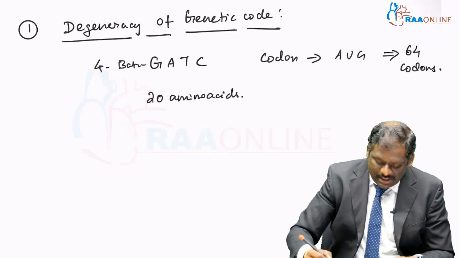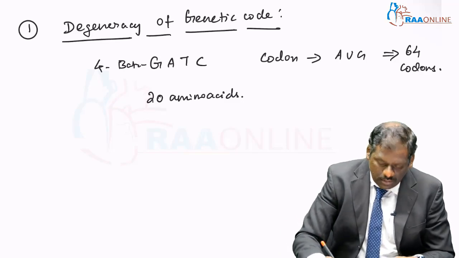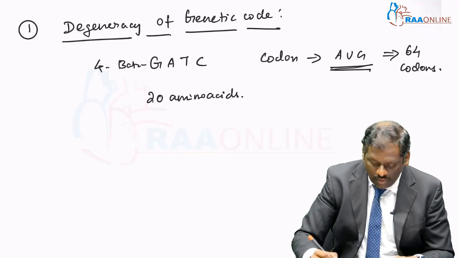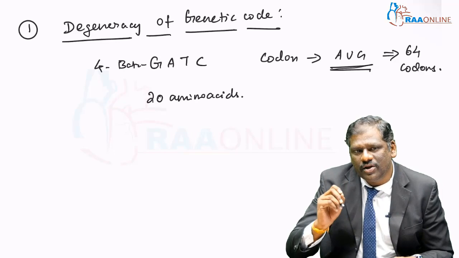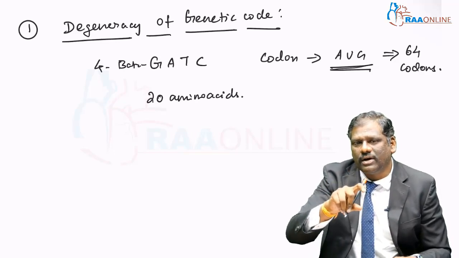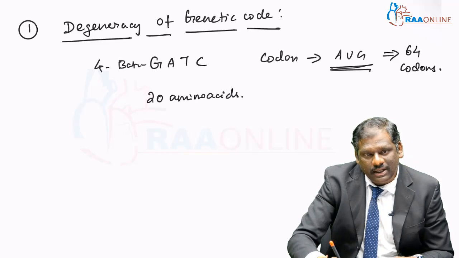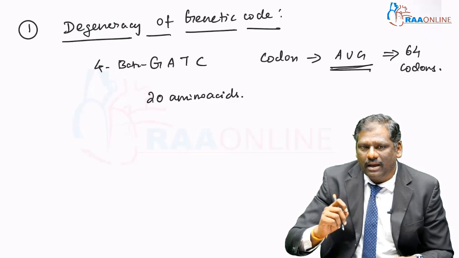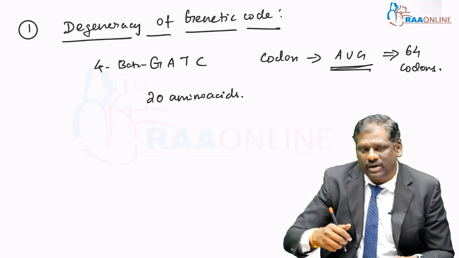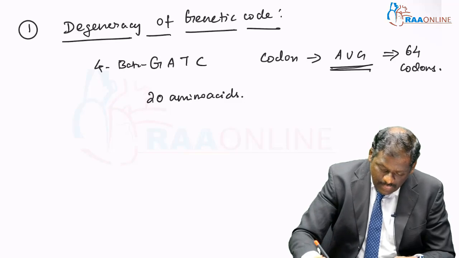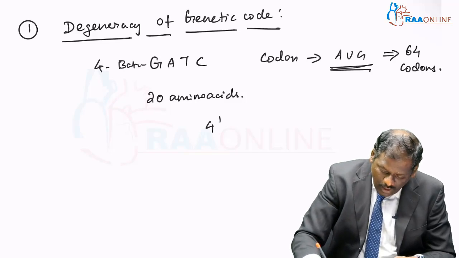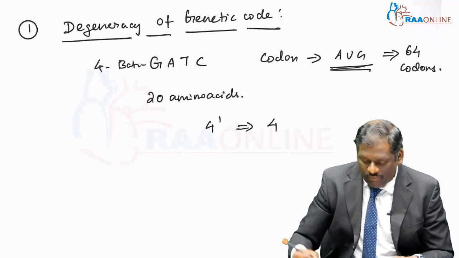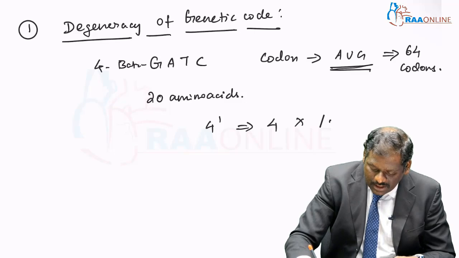Say for example, a codon has 3 nucleotides, right? If instead of 3 nucleotides in a codon, a single nucleotide were called a codon, G or A or T or C, then how many amino acids could be coded by those kinds of codons? If you put the combinations, it is 4 to the power of 1, so just 4 codons are possible. 4 codons cannot code for 20 amino acids.